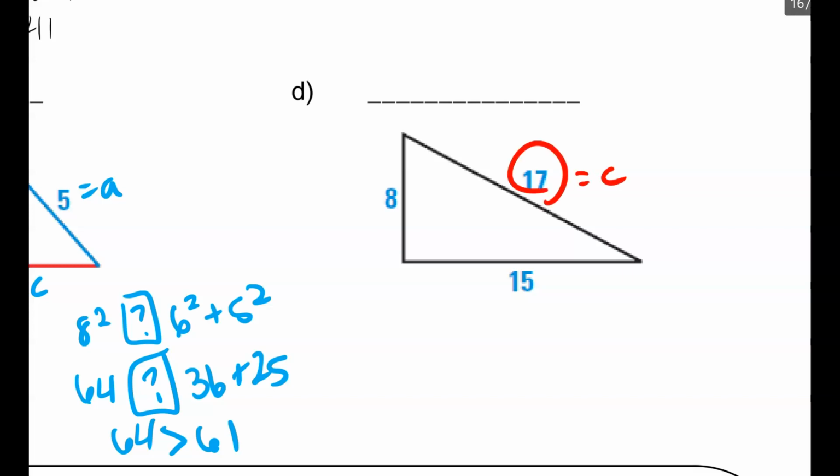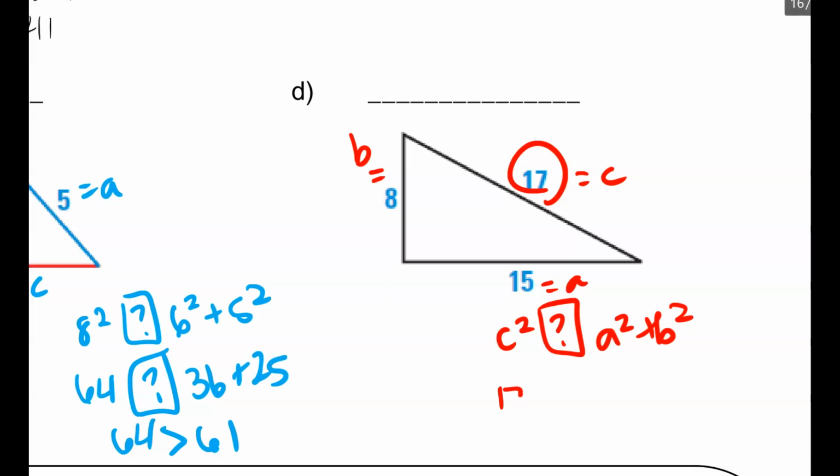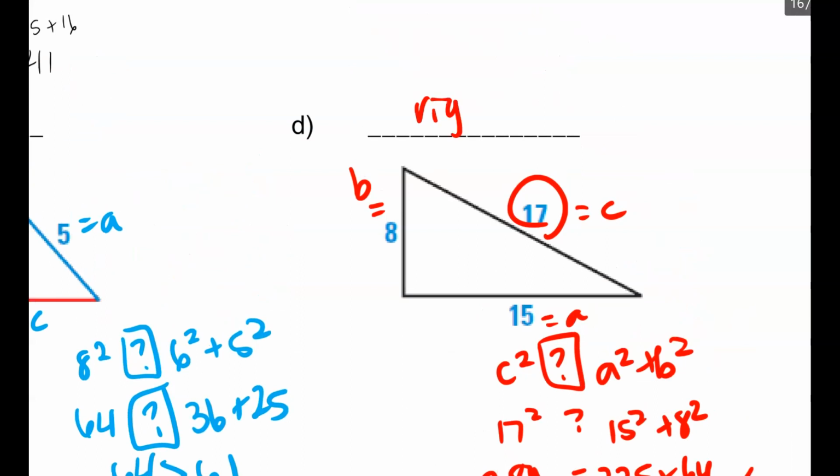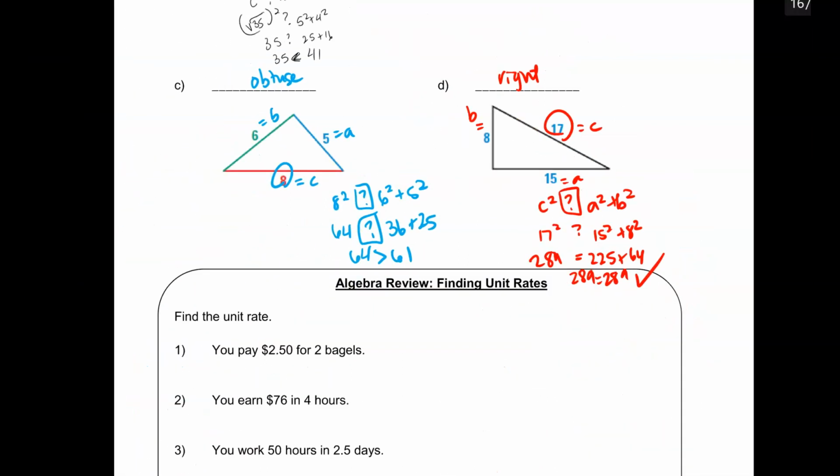All right, this is the longest side. This is c. Now it doesn't matter which ones you label as a and b. But remember, we need to compare c squared versus the addition of a squared plus b squared. All right, so c is 17. a is 15 and b is 8. So 289 is going to equal 225 plus 64. 289 is equal to 289. All right, so that means it's a right triangle because c squared was equal to the addition.